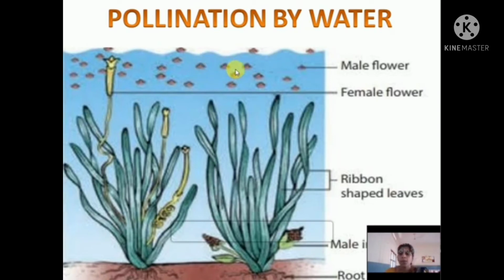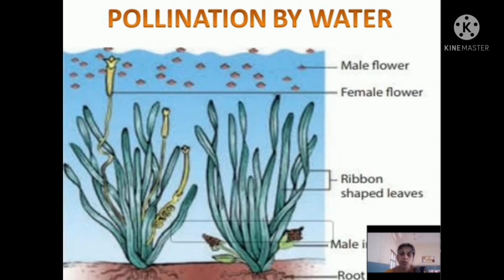With the help of the water, the pollen comes in contact with the female flower and the pollination is achieved. In the case of water lily, the female flower remains submerged in water. The pollen grains are released inside the water. The pollen grains are long, thread-like, and are carried with the water and reach the stigma and achieve the pollination.